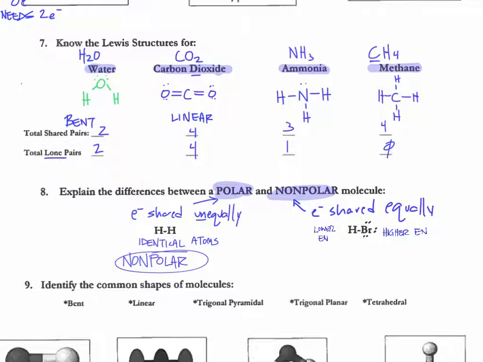So the dipole would look like this. The arrow would go to the winner. So that means that bromine would be slightly negative because it's pulling all the electrons. Hydrogen is slightly positive because its electrons are being pulled away from it. So this would be considered a polar molecule.